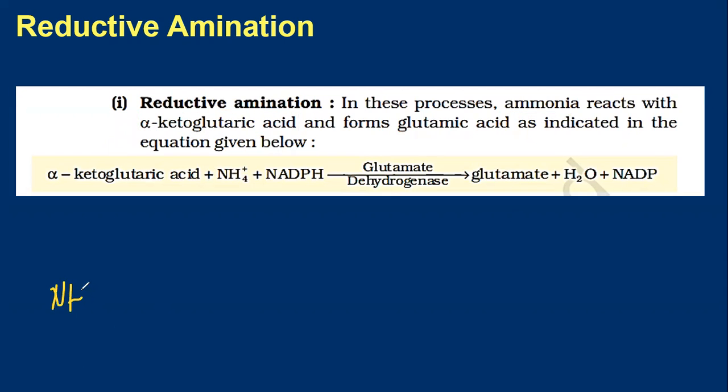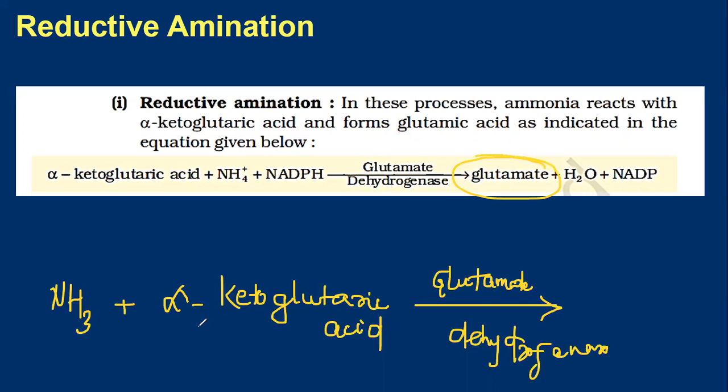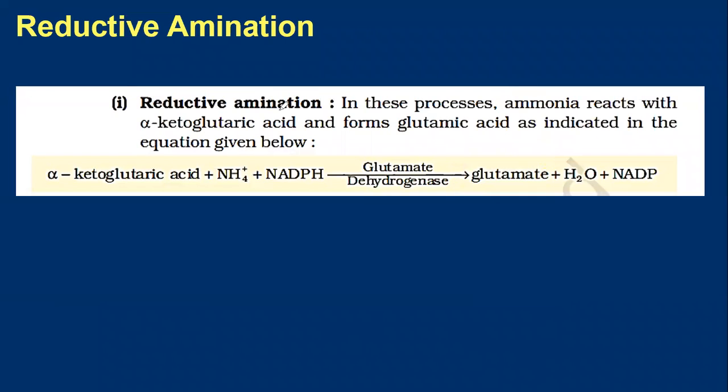The ammonia which has been formed will react with the product that is the alpha ketoglutaric acid, activated by the enzyme glutamate dehydrogenase, converting itself into a compound called glutamate. Very important, you have to study 3 to 4 things over here. One more time I'm repeating. Process reductive amination: ammonia reactant reacts with alpha ketoglutaric acid, forms glutamic acid.